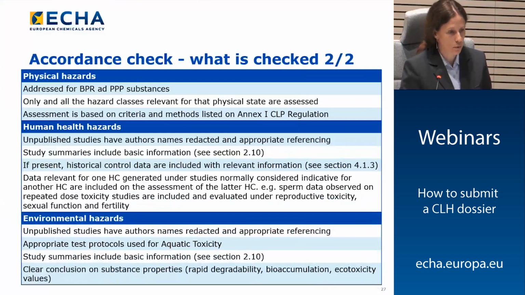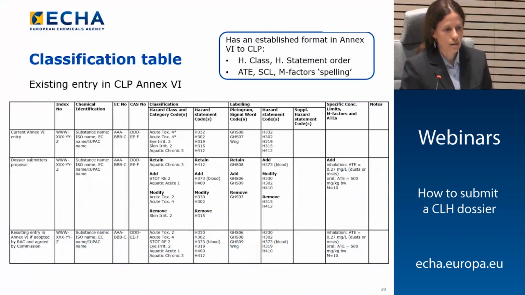Those are the most important points. It's not exhaustive, but if you are in line with all things, your dossier is likely to pass the accordance check. Another thing that you will find in the practical guide is how to fill the classification table. The classification table has an established format in Annex 6, which means that there is a strict order and, let's call it, spelling of how to write the AT, SCL, and M factors.